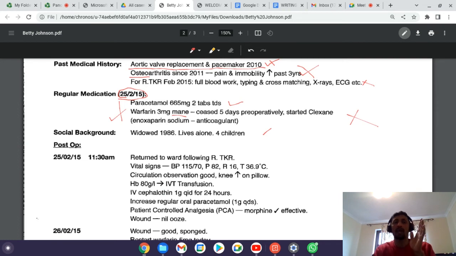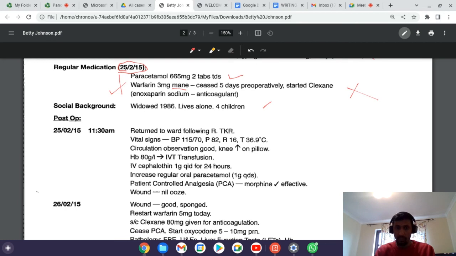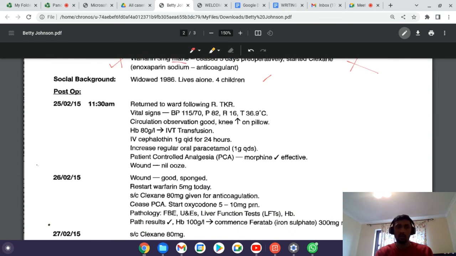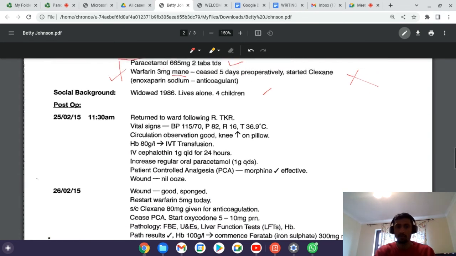Okay. So after the surgery, it's given post-operatively. Given the time-based entries, you have to take each point carefully and find out which is relevant, semi-relevant and irrelevant. So please continue with post-operative until the end of 26 February 2015.